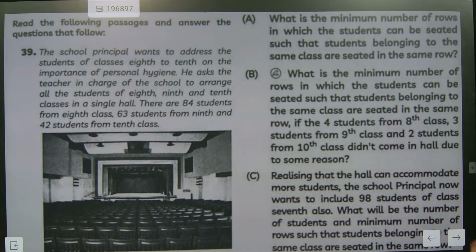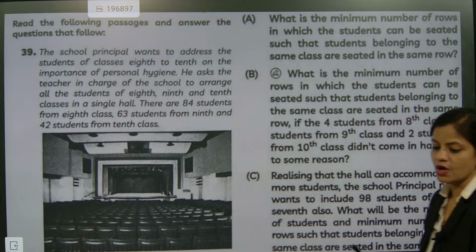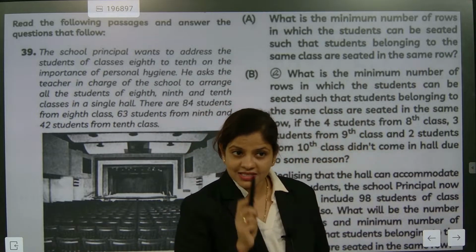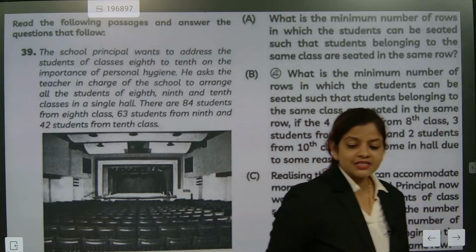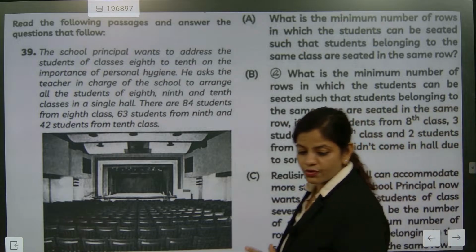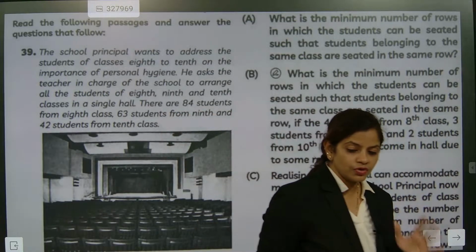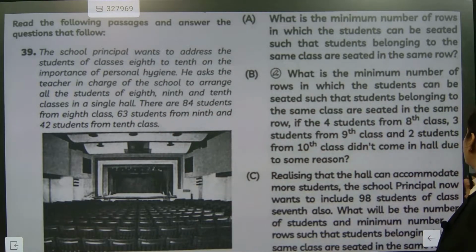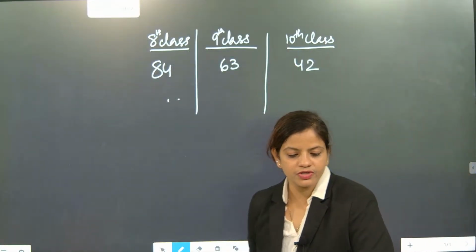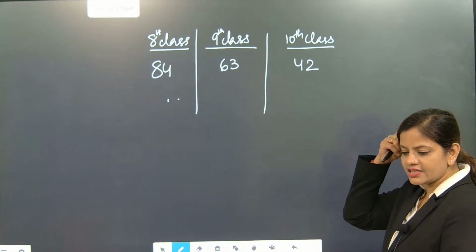So now, what is the minimum number of rows in which the students can be seated? The students belonging to the same class are seated in the same row. So they are asking for the minimum number of rows. So this question belongs to HCF. Understood or not? What is the minimum number of rows so that same class students can be sitting there? So definitely this belongs to HCF type questions.